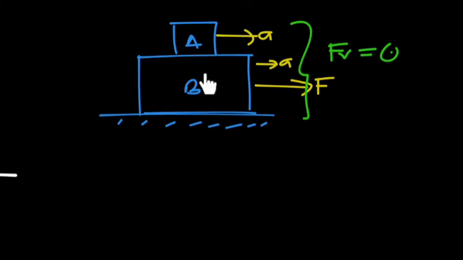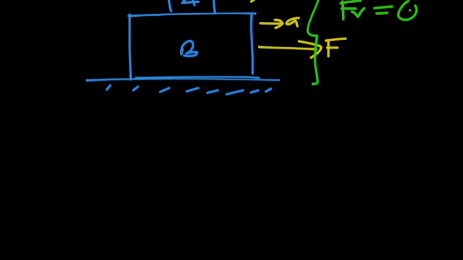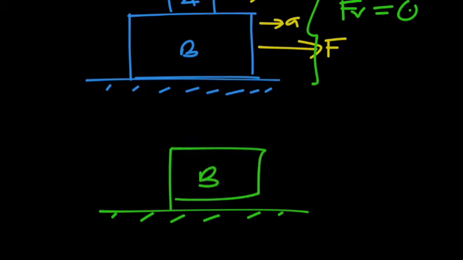Remember, a force F is being applied on box B, and this box B has an intention of moving away from A due to this force F. So what is its intention? Its intention is to move away from A. Then how will it be opposed? Box B is being pulled by a force F. Its intention is to move away from A. Therefore, the frictional force will act along this direction.